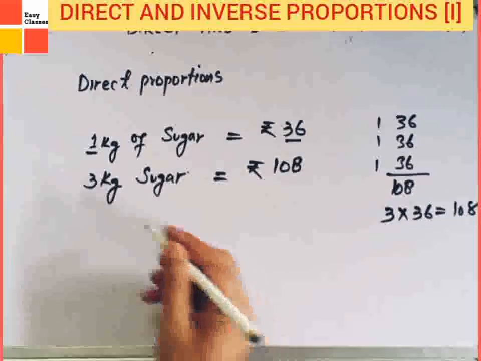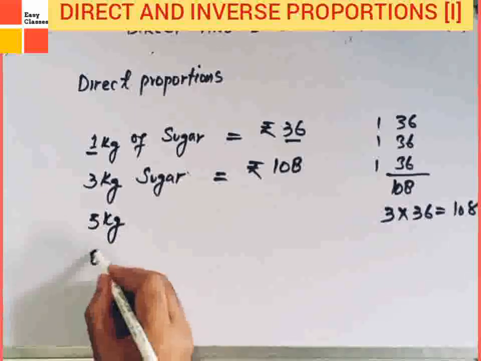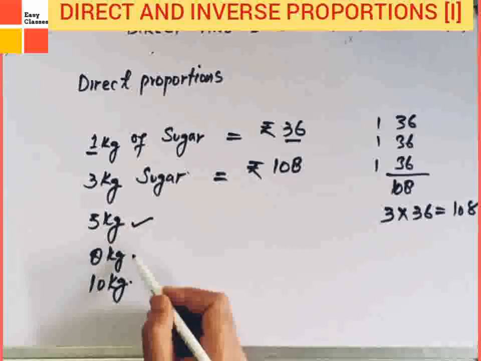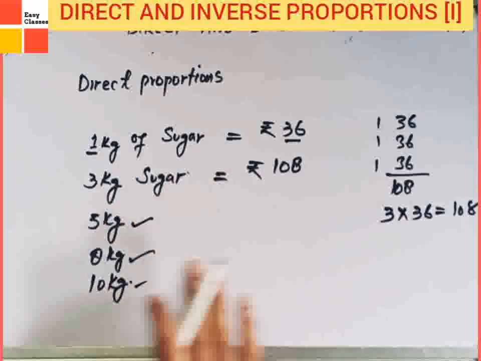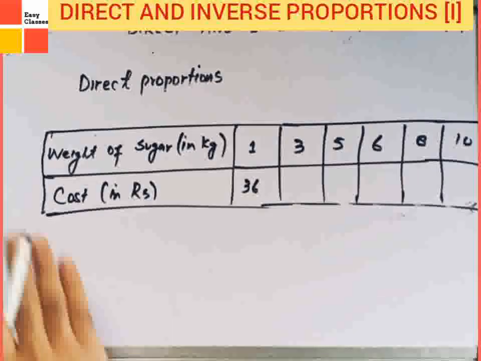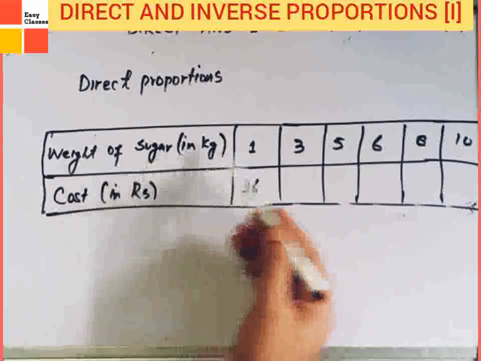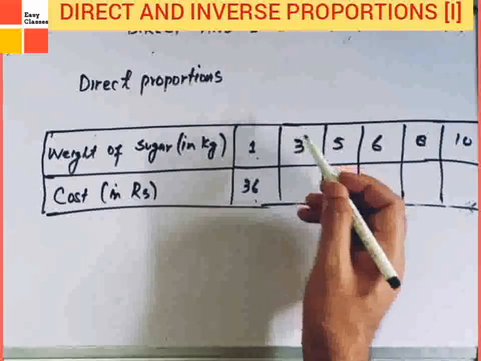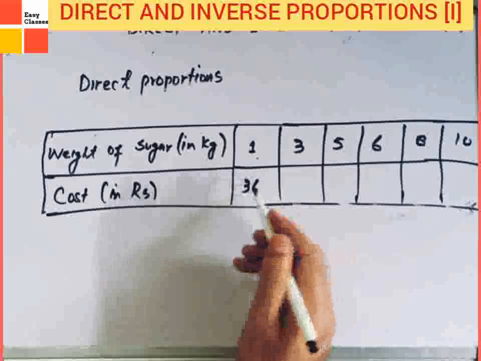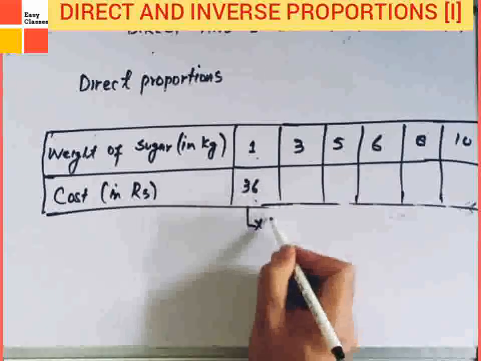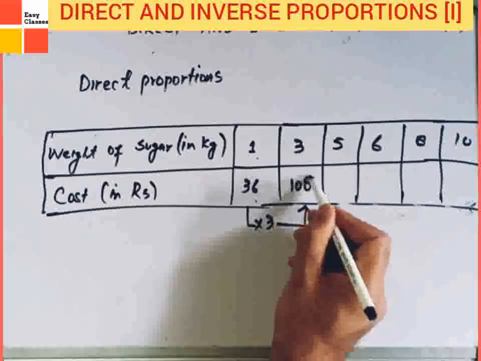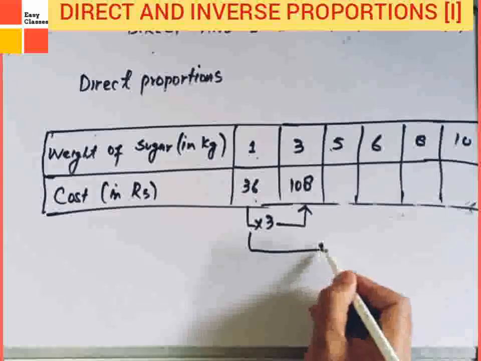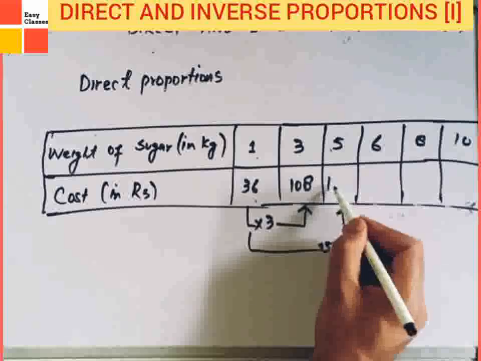In the same way, we can find the cost of 5 kg, 8 kg and 10 kg of sugar. Let me draw a table to understand this more clearly. See, this is a table. Here is the weight of sugar, 1 kg, which costs 36 rupees. Then how much will 3 kg of sugar cost? We multiply 36 by 3 and get 108. Then for 5 kg of sugar, multiply 36 by 5, and you will get 180.